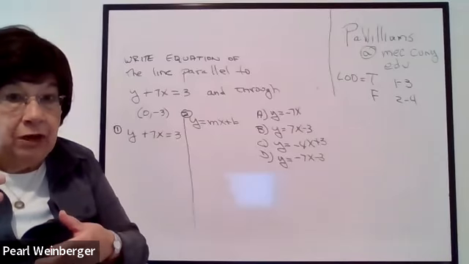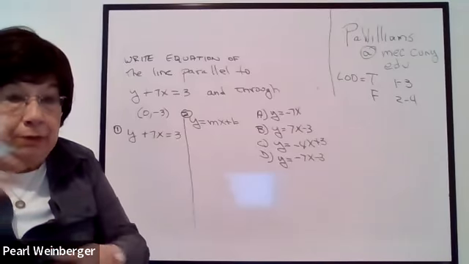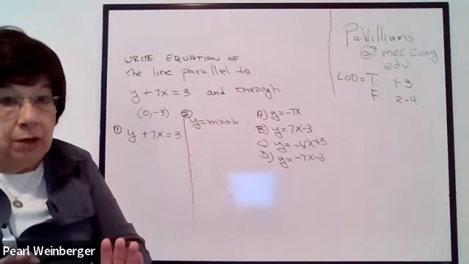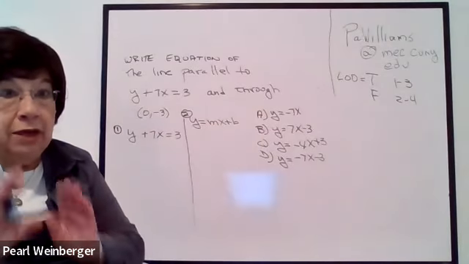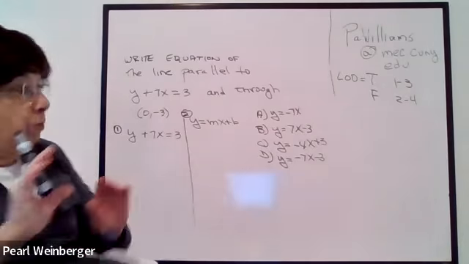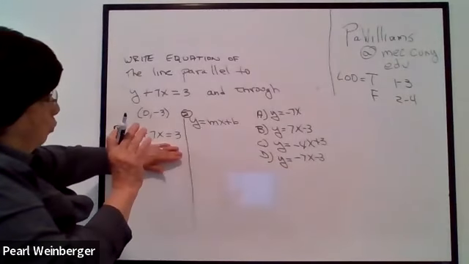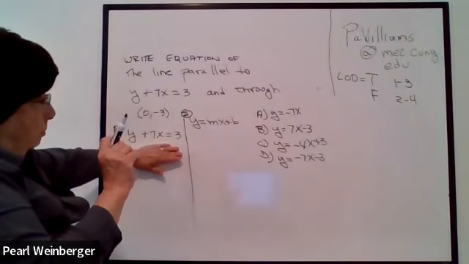You flip it over, you'd have to take the slope and flip it over and change its sign. But we're not talking about perpendicular here. Now we're talking about parallel. So the 2 lines are going to have the exact same slope. So I look at this and I ask, what is the slope of this line?